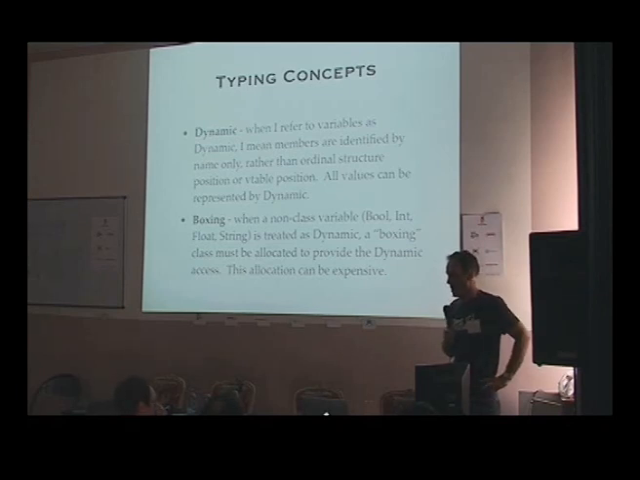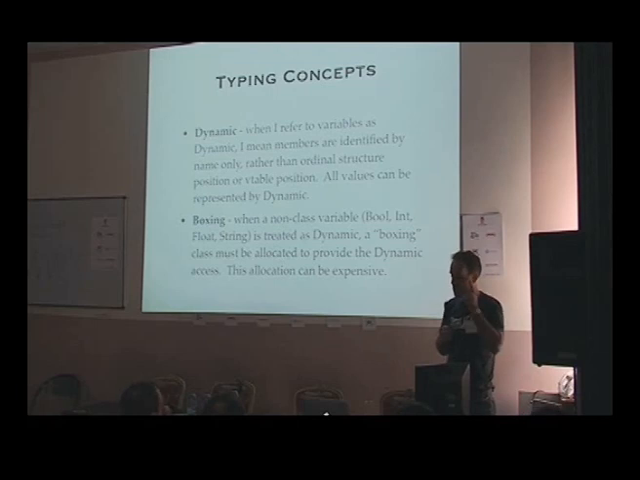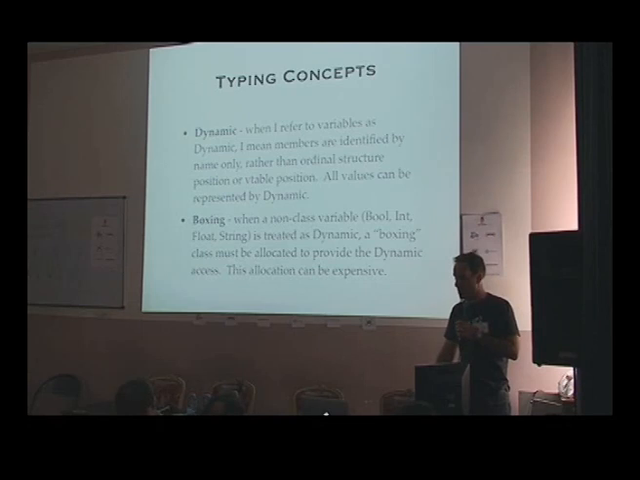It can carry on. The other concept is boxing, and this happens when a non-class variable must be referred to as dynamic, and the non-class variables there are bool, int, float, string. In order to treat them as a dynamic, you actually have to allocate a little dynamic structure just to manage this particular value. And that is probably the biggest problem with the performance.